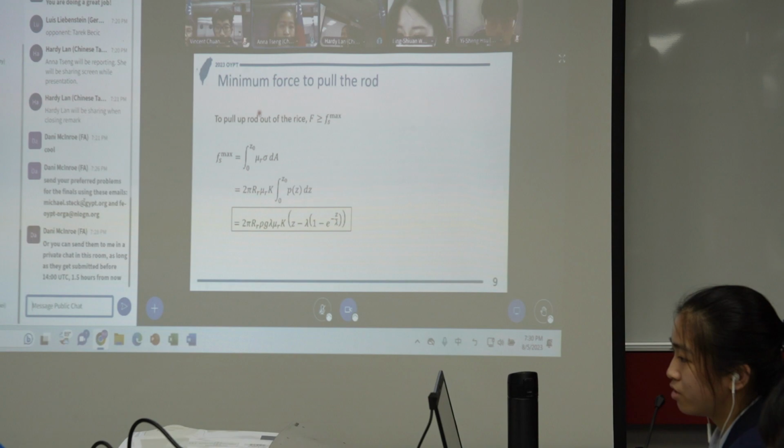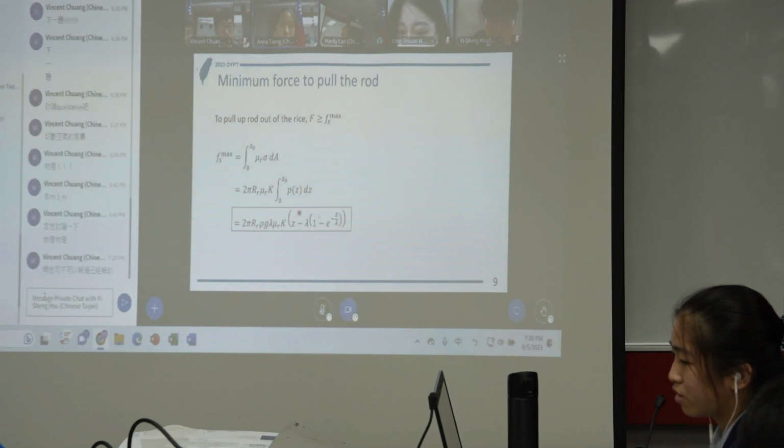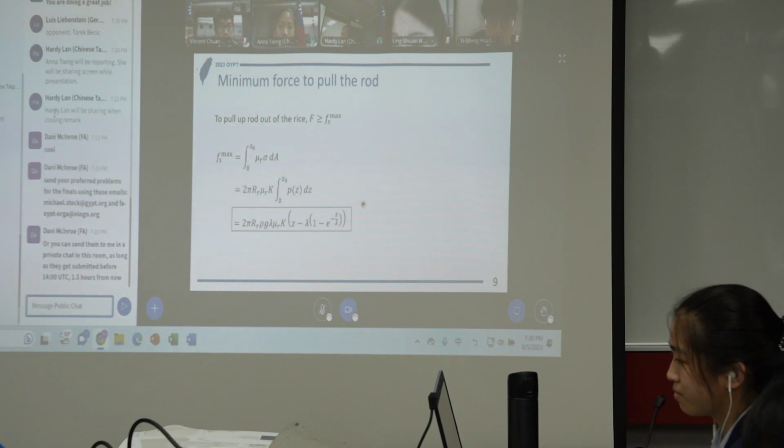Here is the minimum force to pull the rod up. To pull the rod out of the rice, the force should be larger than the friction force. And the friction force can be written as the coefficient multiplied by the normal force. And we rewrite the normal force in terms of the pressure. And after we rewrite this function, we will get the function of friction.